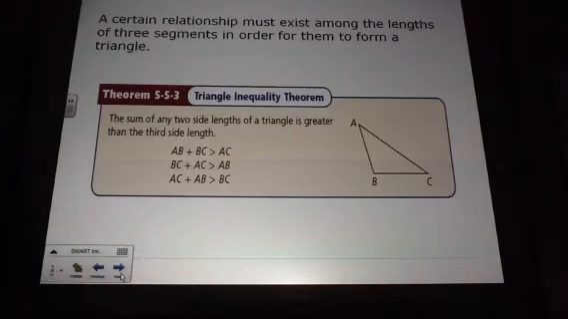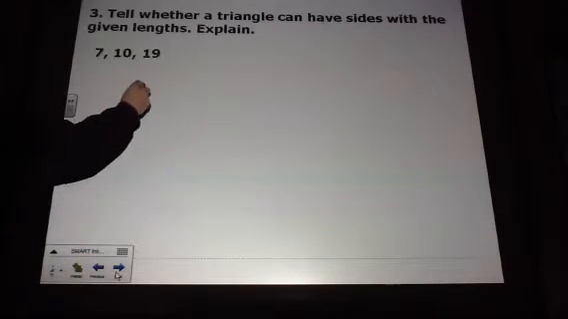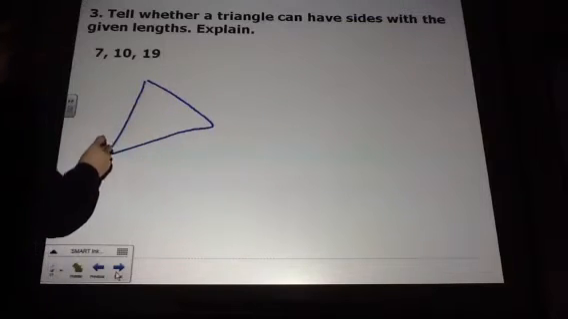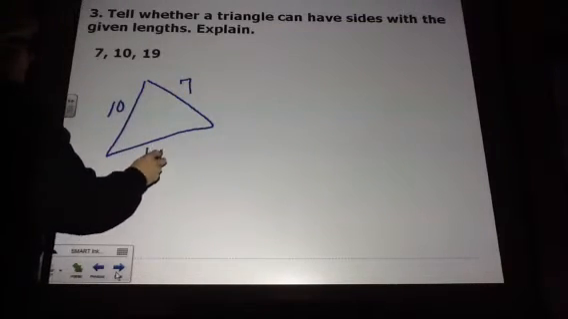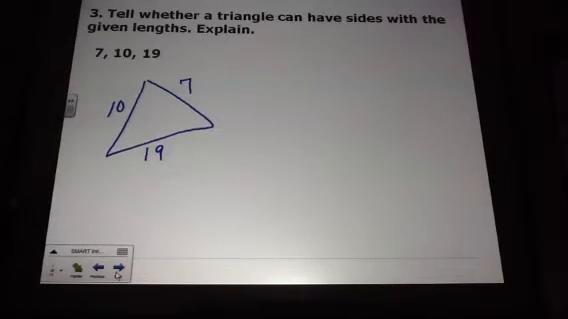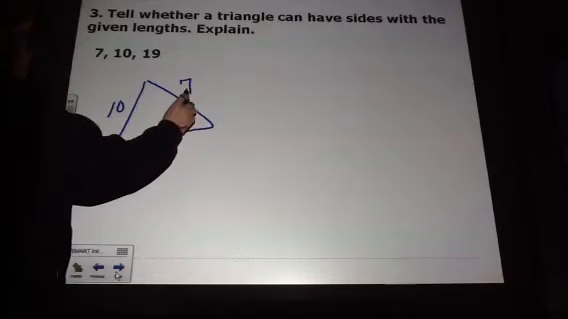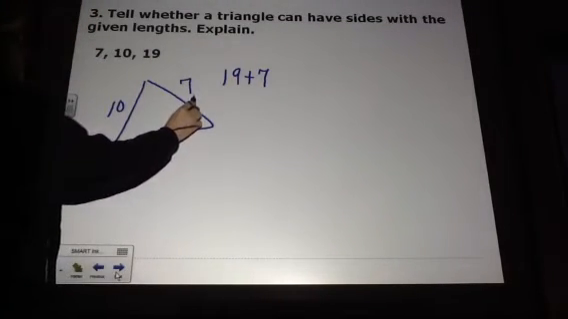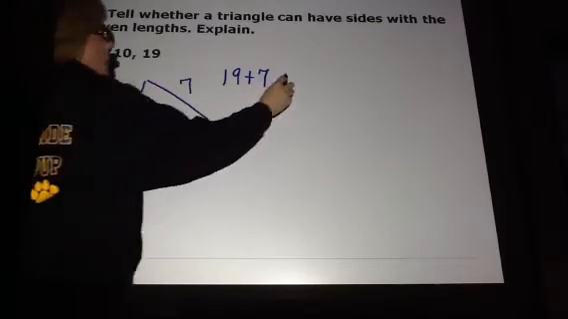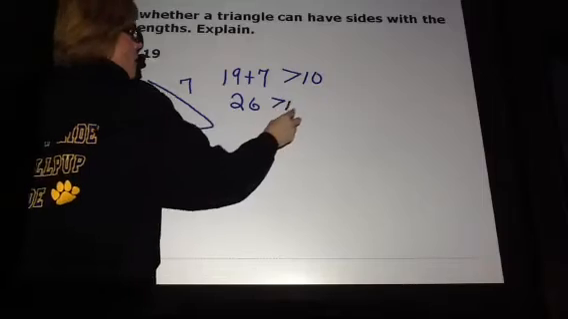Okay, so here's your theorem. And instead of trying to explain this theorem, I'm going to go ahead and apply it. I think it'll be easy for you to understand. So if we have a triangle with measurements of 7, 10, and 19, what you're going to do is take two segments. So let's take 19 plus 7. These two segments have to be greater than that third segment. So 26 is greater than 10.